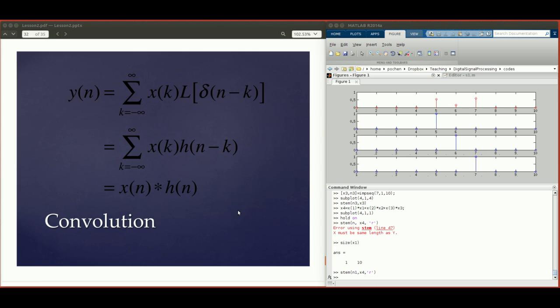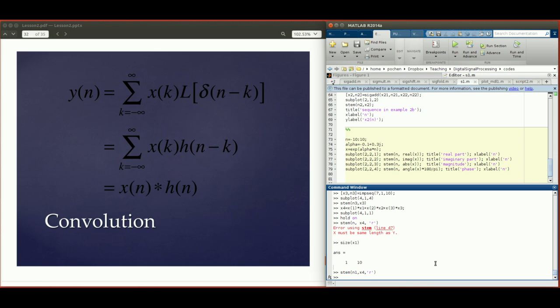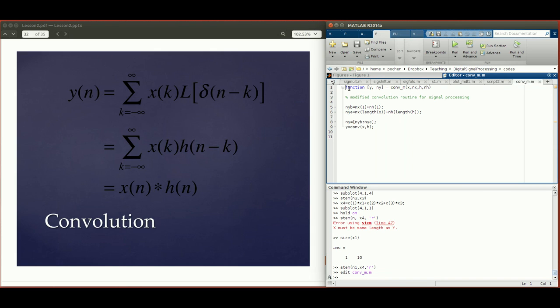So now let's try to implement this particular formula in Matlab, and see how we can implement this as a function. The first thing we're going to do is validate this equation to show that it is indeed correct. I have a function that's already written. Let me show you the function, COMV m. That's the function.